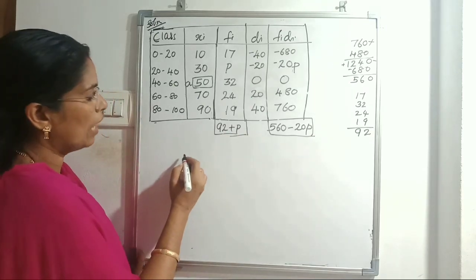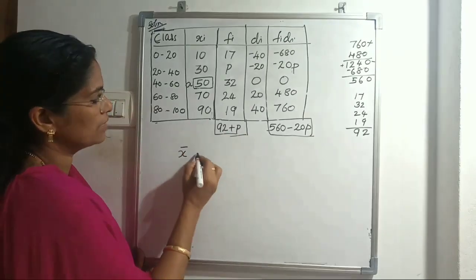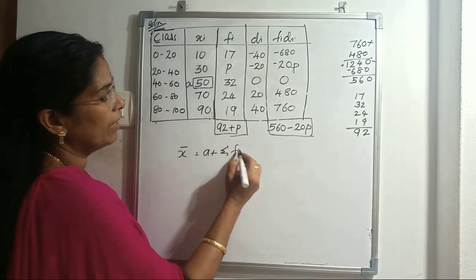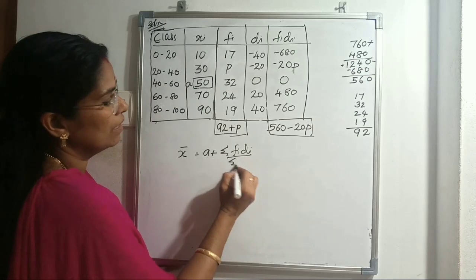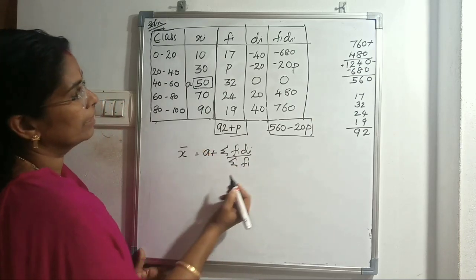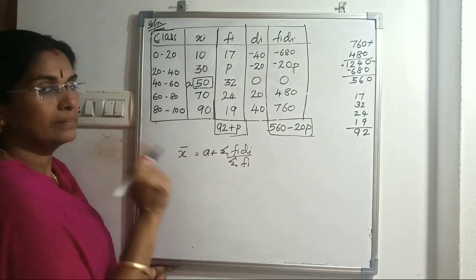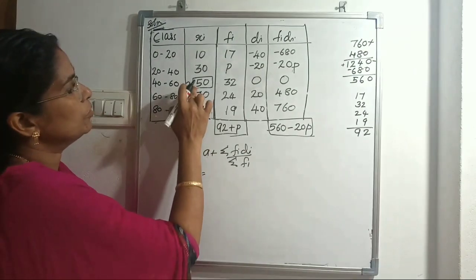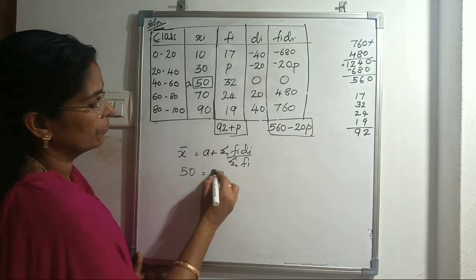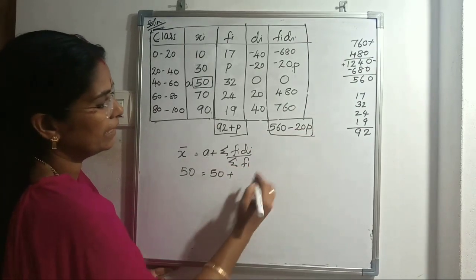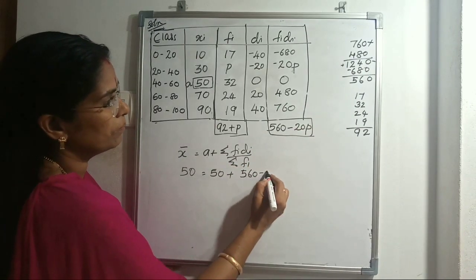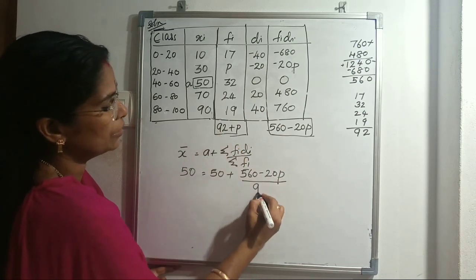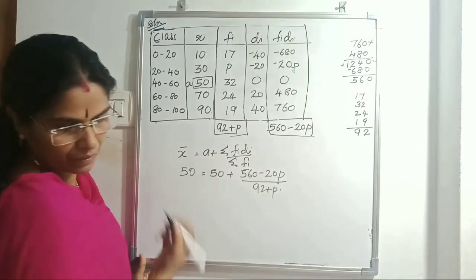After this you have to apply the formula x bar is equal to a plus sigma fi di by sigma fi. Okay. What is x bar? That is given in our question, it is 50. Our assumed mean is also 50 itself. Plus sigma fi di, 560 minus 20p whole, divided by 92 plus p. Okay.